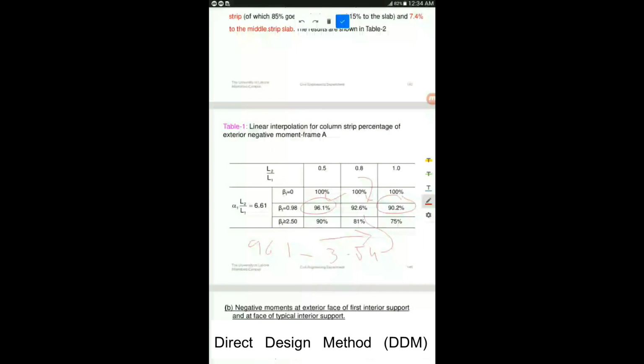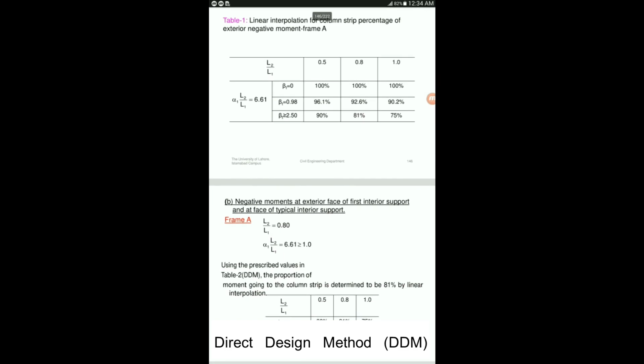So basically this is the percentage: 92.6% of the total moment at this location is going to go to the column strip. So 92.6% will go to the column strip. The moment that will go to the middle strip is basically 100 minus 92.6. You can find this one actually. This is 7.4%.